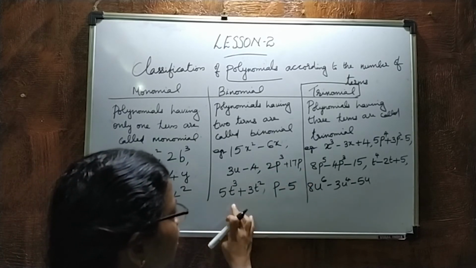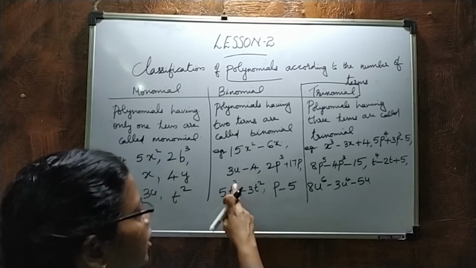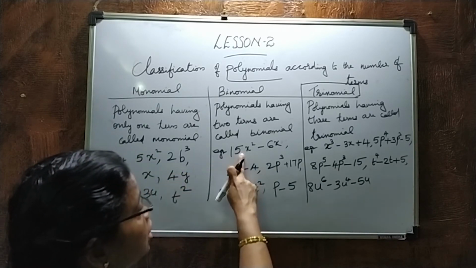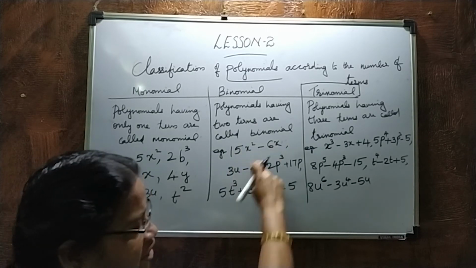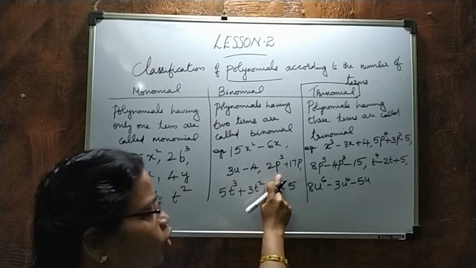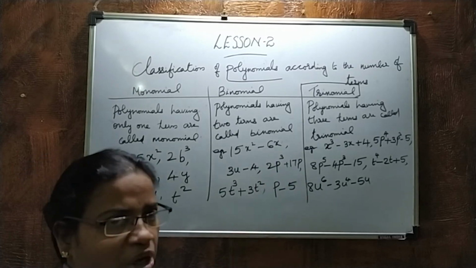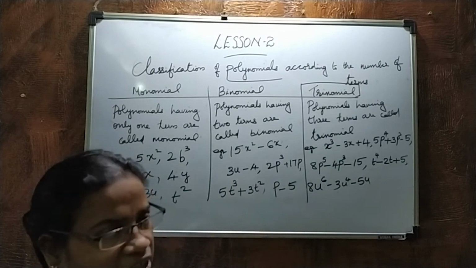P and T are there, and here P raised to 0 will be there. And then here, now 2 terms are the 15x square and minus 6x. Here 3u and negative 4. Here 2p cube and 17p. Then 5t cube and 3t square. Then p and negative 5.